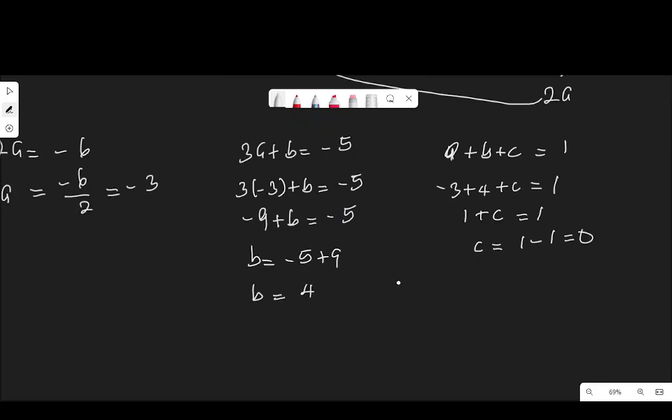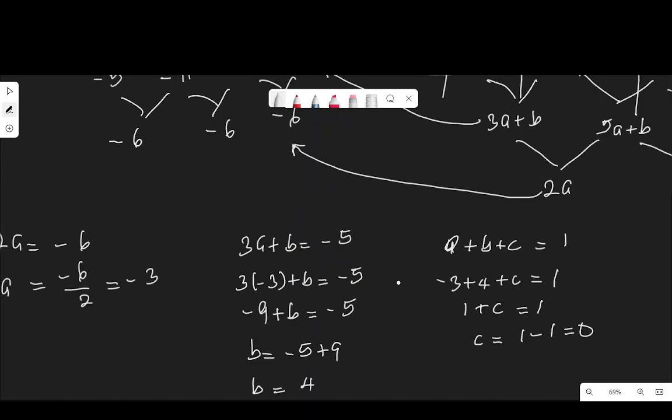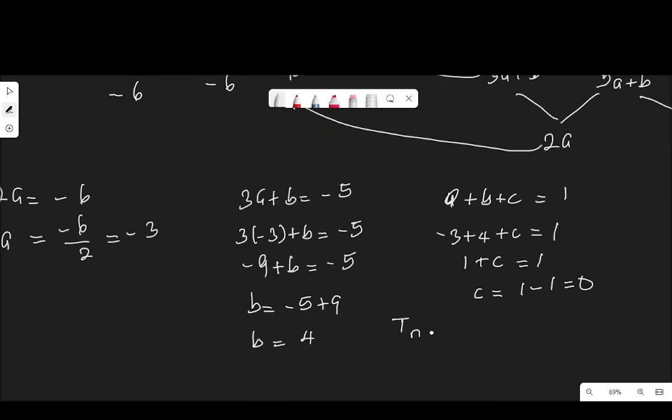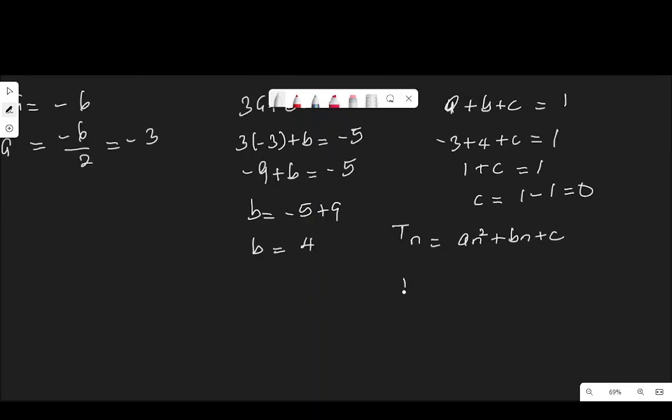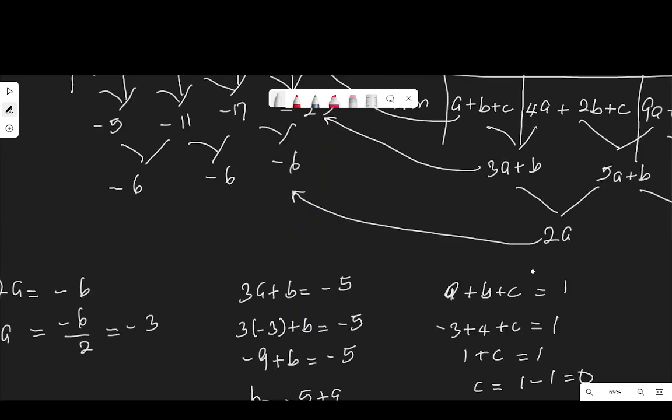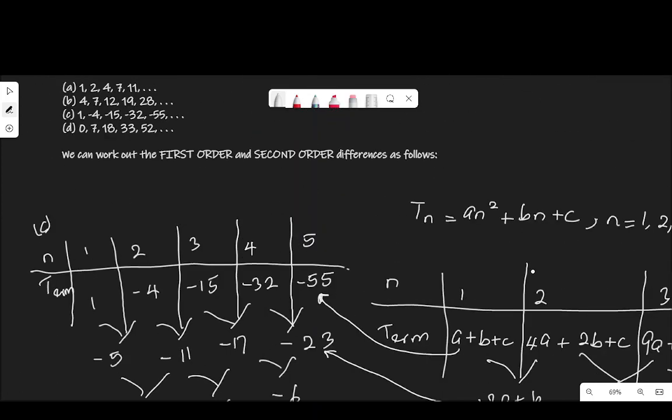Okay, we know the value of all the constant terms. Remember, Tn is equal to an squared plus bn plus c. So Tn therefore, a is minus 3, b is 4, and c is 0. So the nth term of this sequence is minus 3n squared plus 4n. Let's test it with the sequence. So that will get the terms of this sequence.